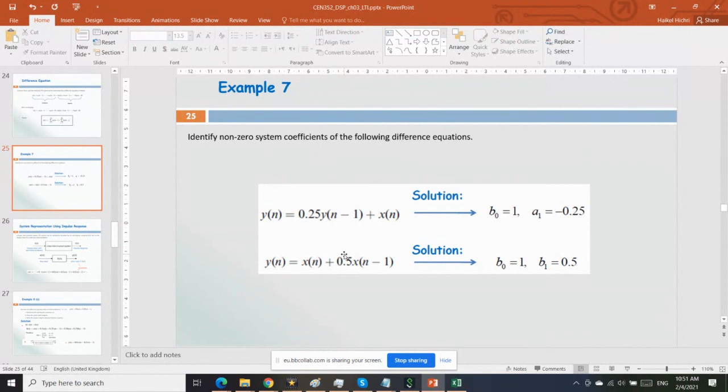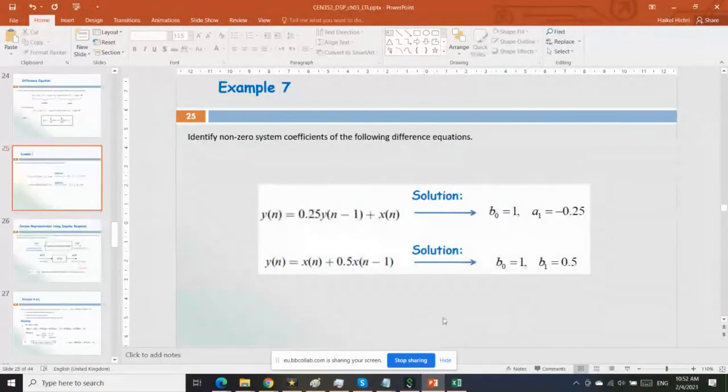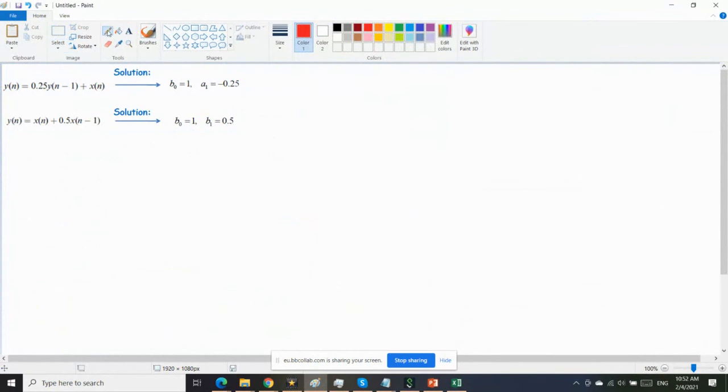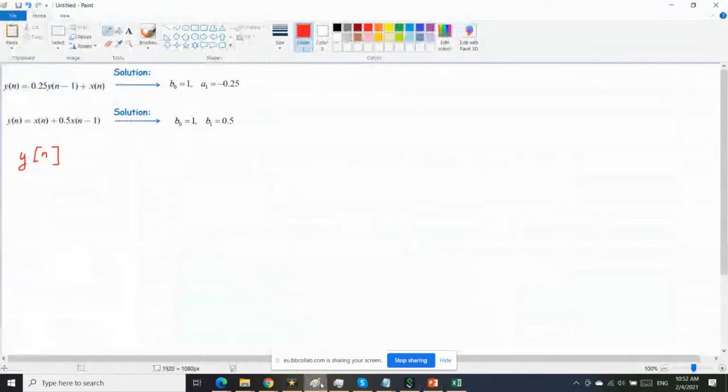Because the difference equation has a minus here. The difference equation must have a minus here, so we have to put it in this form. It's very important that we keep the form. So this equation here, to put it in this form, remember we have to put it in this form: minus, and then here the sum of the different a's with shifted versions of the y's, plus shifted versions of the x's.